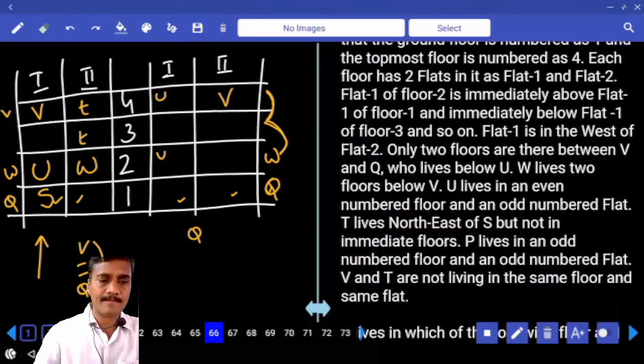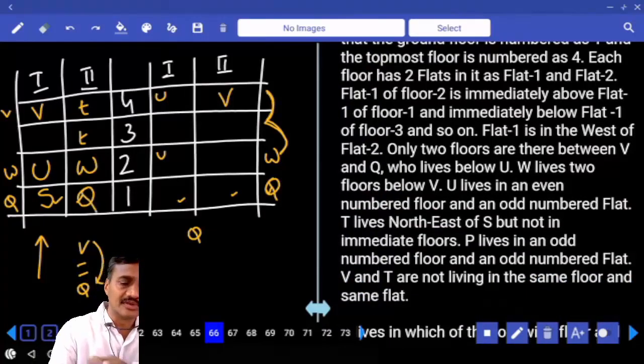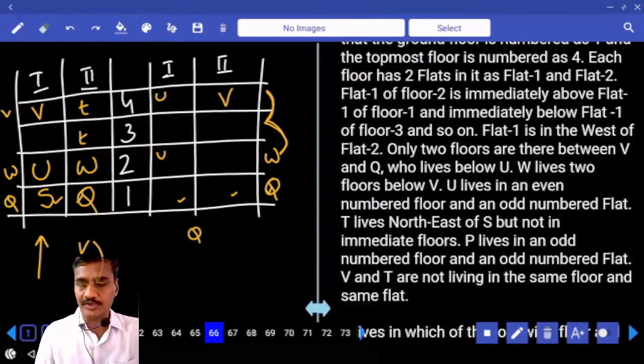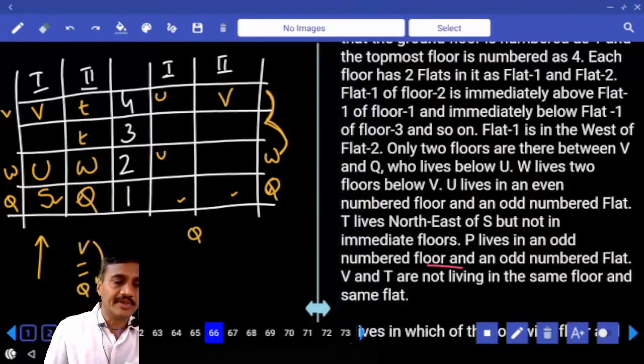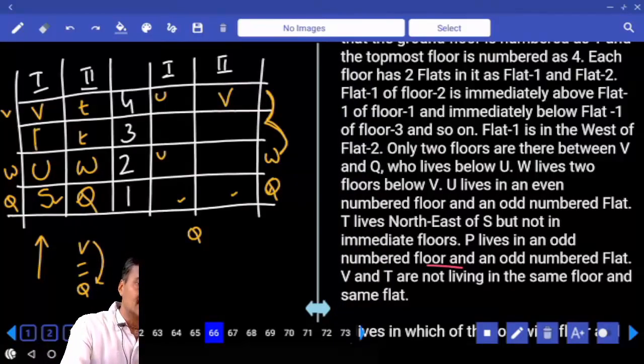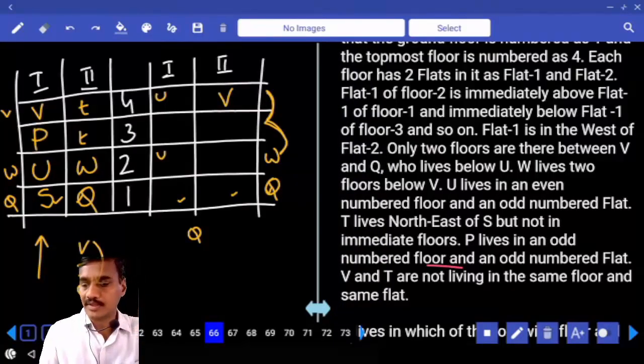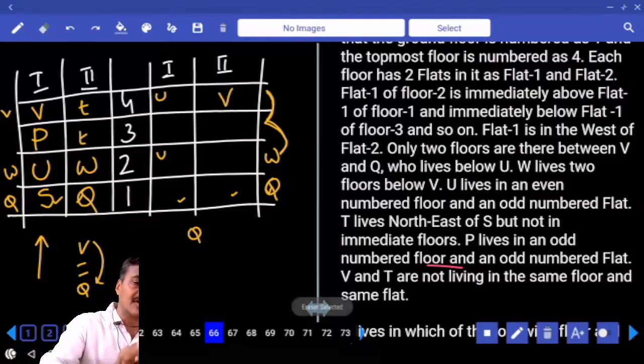Q's position has been finalized. And T lives northeast of S but not an immediate floor. P lives on an odd number floor and odd number flat. P is on an odd number floor, odd number flat. Hence P is on the third floor, first flat. And V and T are not living on the same floor. T cannot be here. Hence, where should T be? T is here. Who is the person left? R is the person.